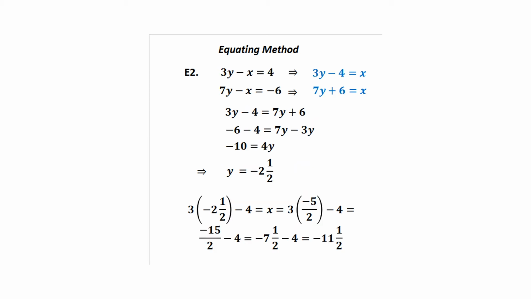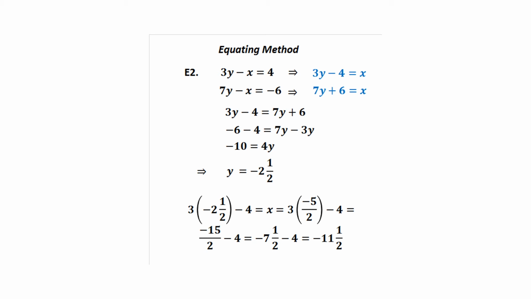In our second example, we have 3y minus x is 4 and 7y minus x is negative 6. We don't have x is equal to something, y is equal to something, but with negative x in both equations, we could move the negative x to the right-hand side and the numbers 4 and negative 6 to the left-hand side. Change the signs. So our new equivalent set of equations is 3y minus 4 is x and 7y plus 6 is x. Set the x's equal to one another.